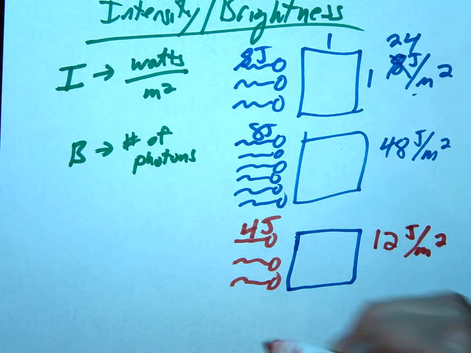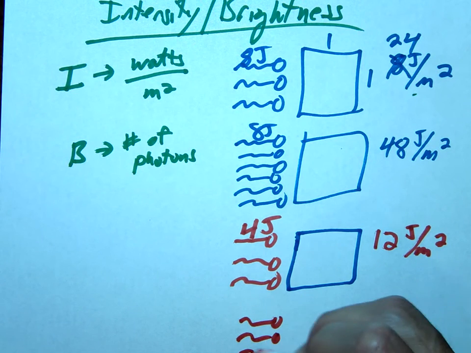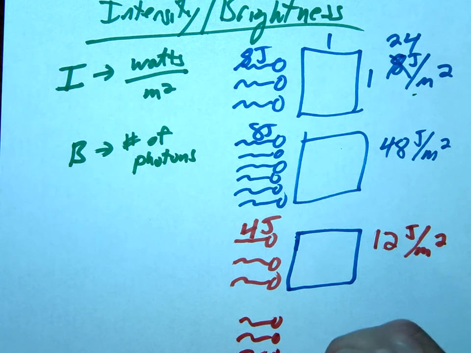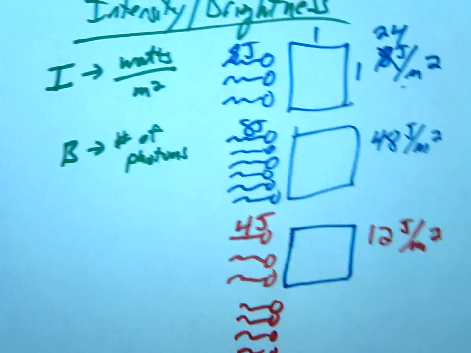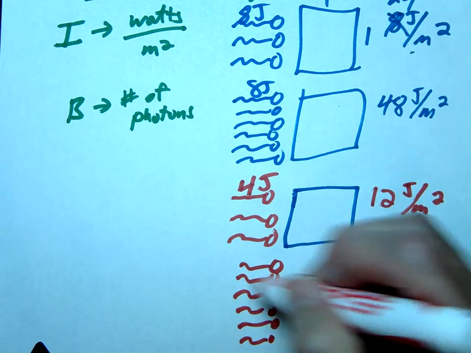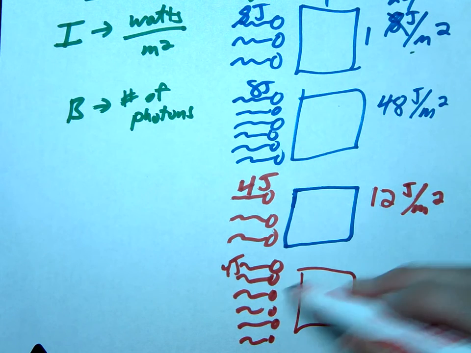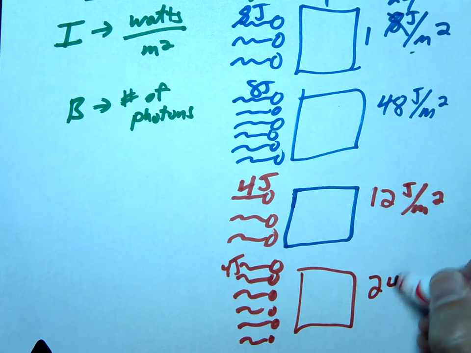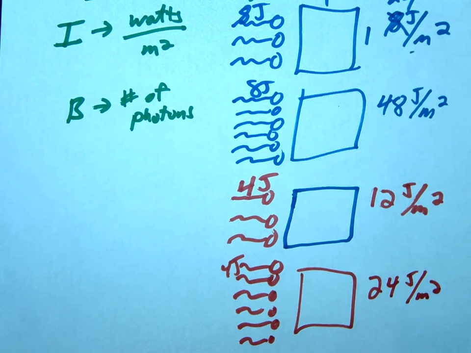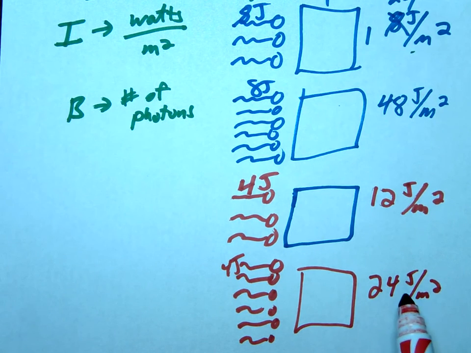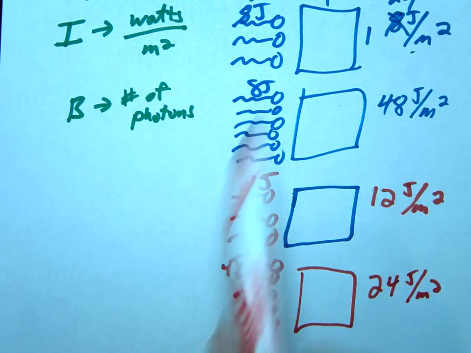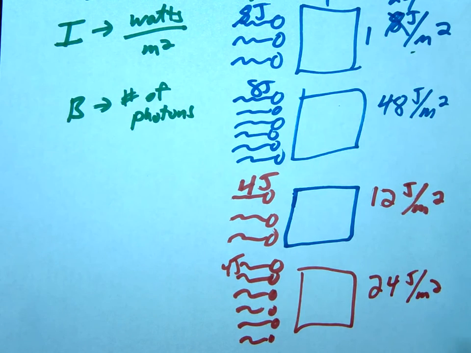Or let's say we double this, 1, 2, 3, 4, 5, 6. Okay, 4, right? So now we have 6 times 4 into our 1 by 1 meter. That's going to now give us 24 joules per meter squared. So notice the intensity of this and this are exactly the same. However, this one we're sending in 6 photons. We might say it's brighter than this one where we only sent in 3 photons.